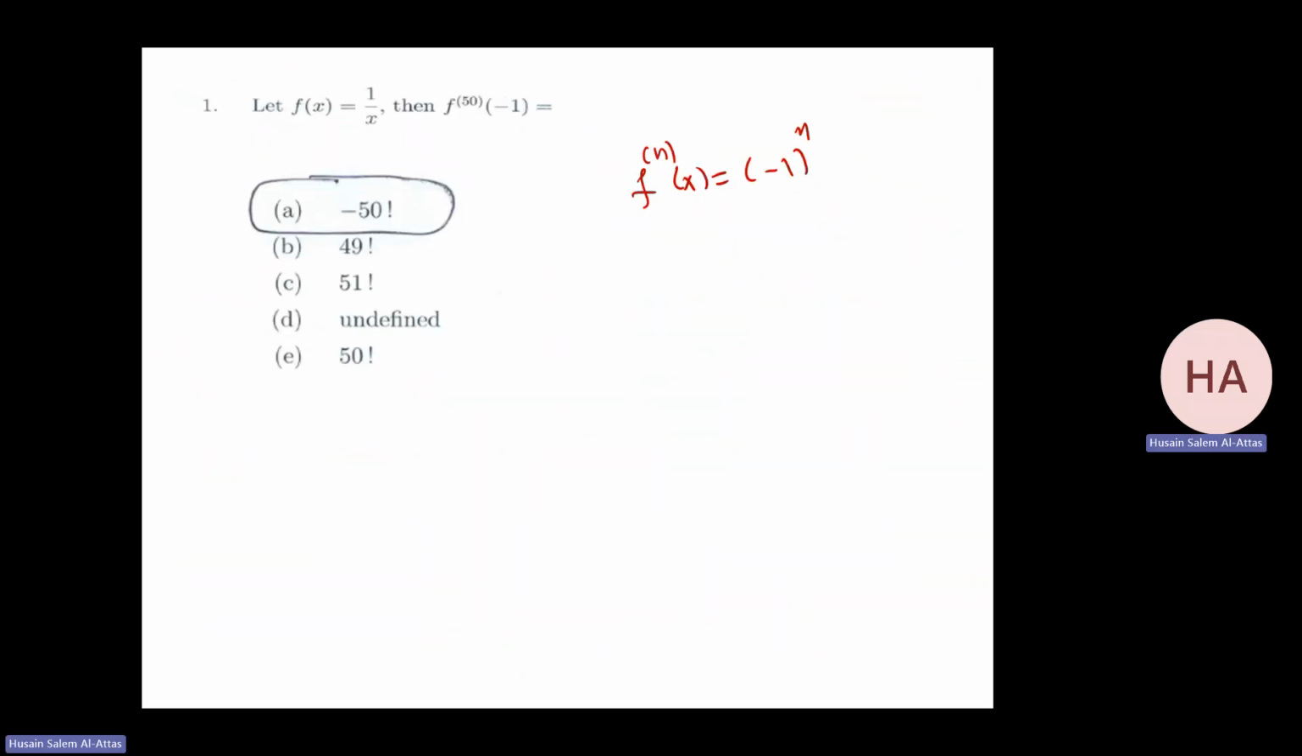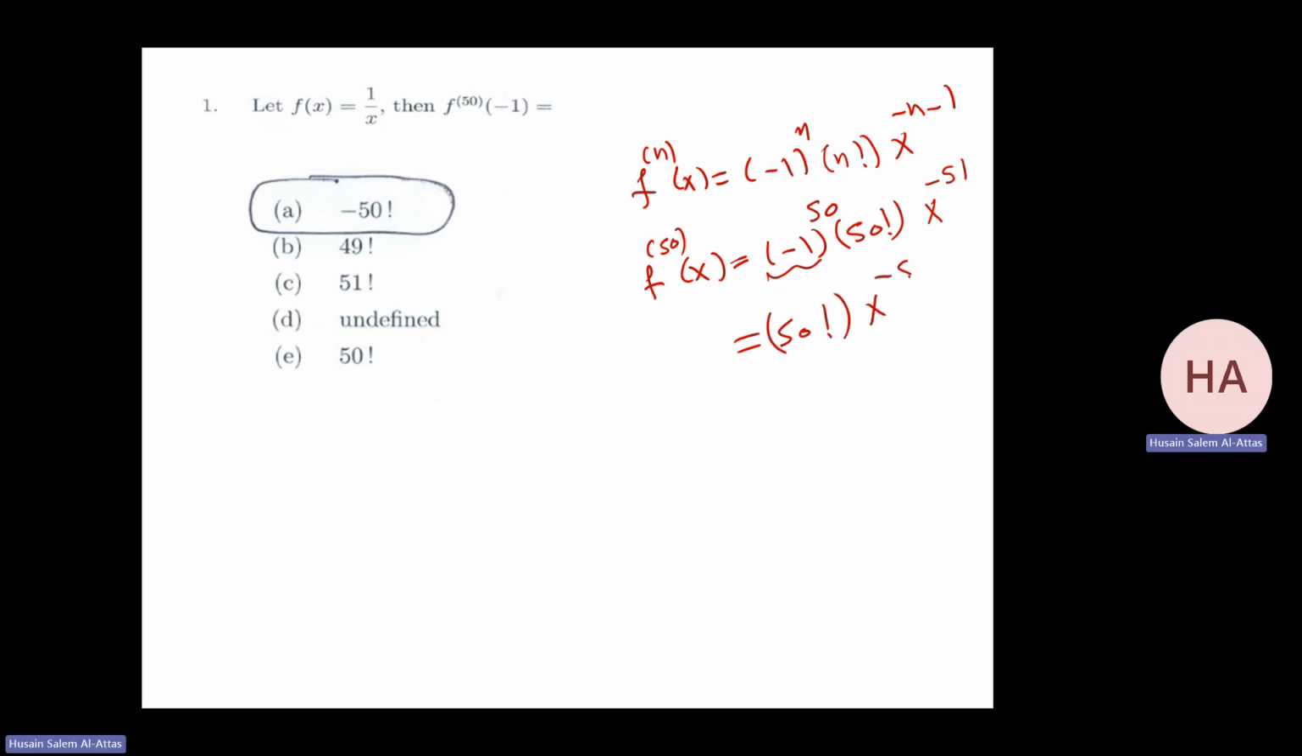That's okay. N factorial x to the power minus n minus 1. What they want? They want the 50th derivative. That will be minus 1 to the power 50. So n is 50. 50 factorial times x to the power minus 50 minus 1, minus 51. So this is plus. So this is 50 factorial x to the power minus 51.